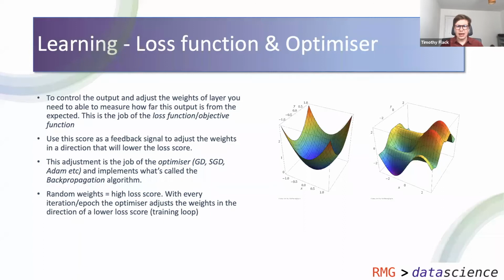Initially, the weights of the network are usually randomly assigned, which would most likely give a high loss score. But with every iteration, or in neural network terms, an epoch, the input data is fed to the network, the output is given, the loss function is calculated, and then the optimizer adjusts the weights in the direction of a lower loss score. And this is what we call the training loop. And this is repeated in order to minimize the loss function.